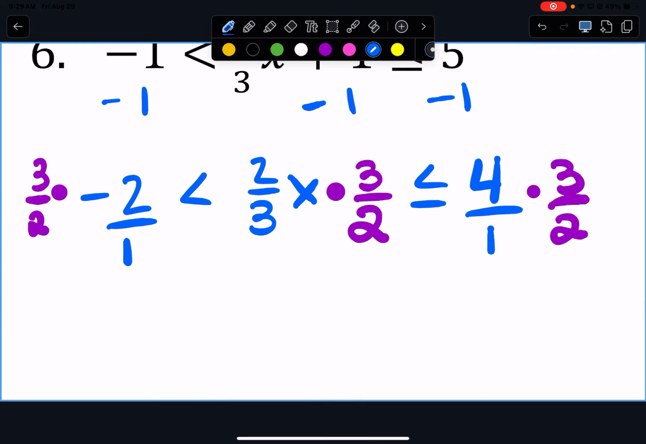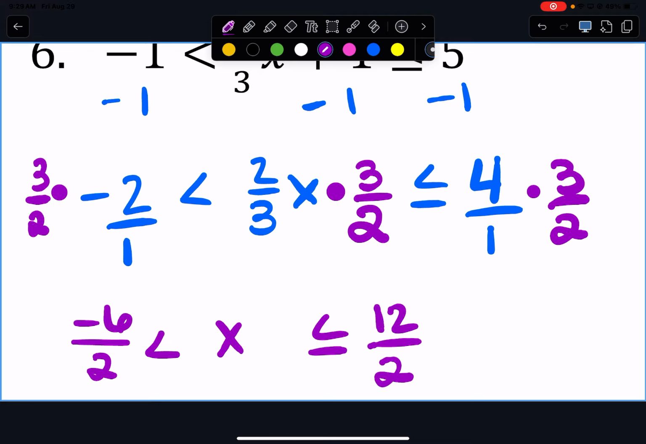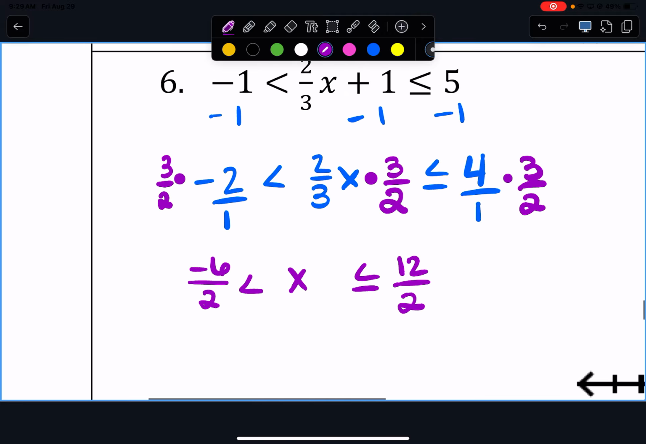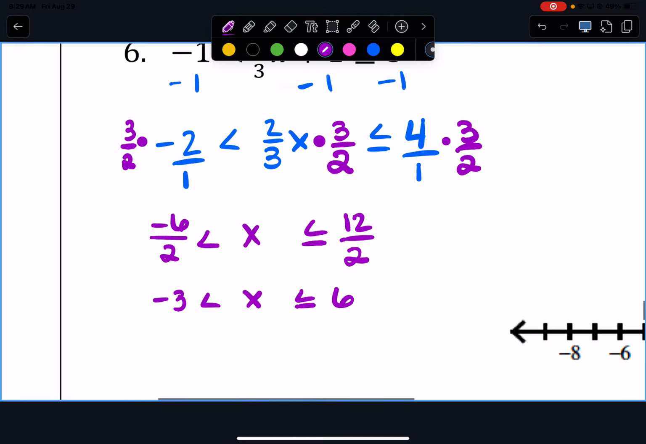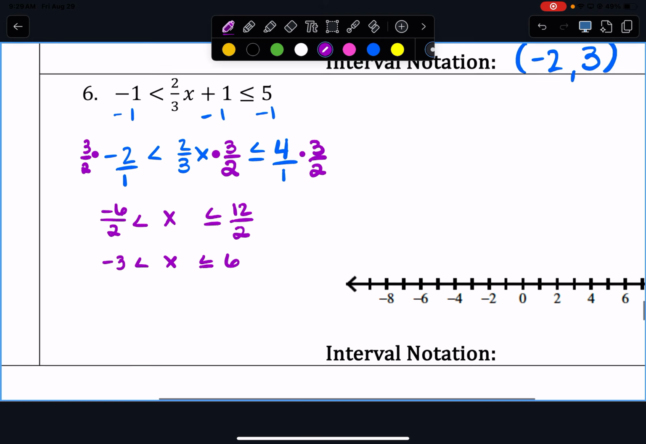Now let's multiply these fractions. 3 times -2 is -6. 2 times 1 is 2. So we get -6/2 is less than x is less than or equal to... What is 4 times 3? 12/2. Then can I simplify those? Yeah. What is -6 divided by 2? Not just 3. -3. So -3 is less than x is less than or equal to 6. And we are good to graph.